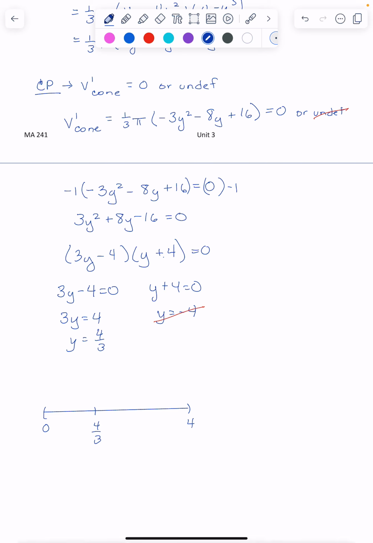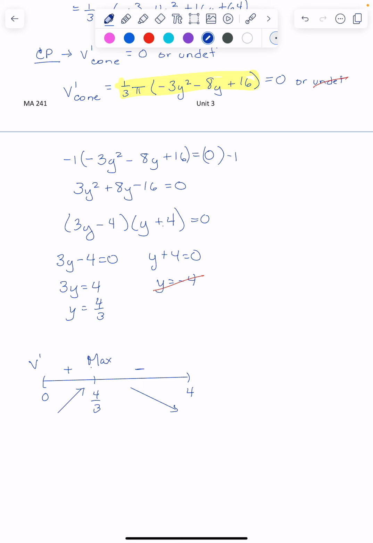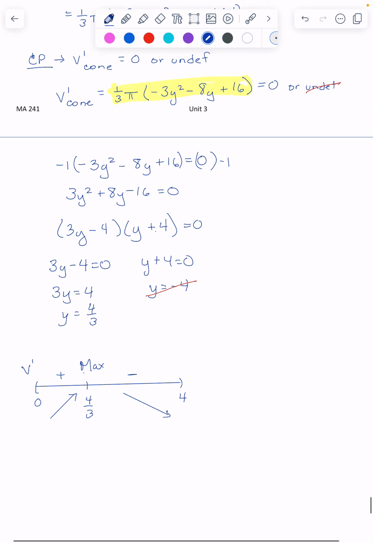If I test this, again, I'm testing v prime for my cone. So I'm popping it back into the equation that's right up here, and I'm just looking for the sign of it. What I find is that between 0 and 4/3, let's say I plug in a 1, I'm going to be positive. If I plug in something a little bit bigger, let's say a 2, I'm going to be negative on my derivative. So that means I'm increasing on this interval right here and decreasing on this interval over here. That means I have a max right here, which is indeed what I'm looking for. So that's very good.